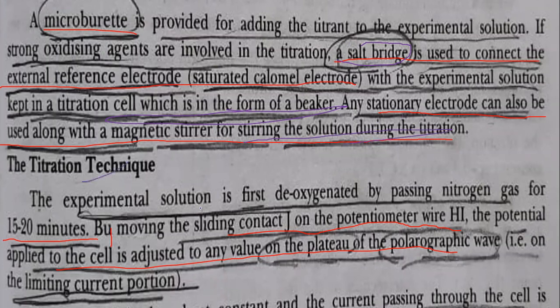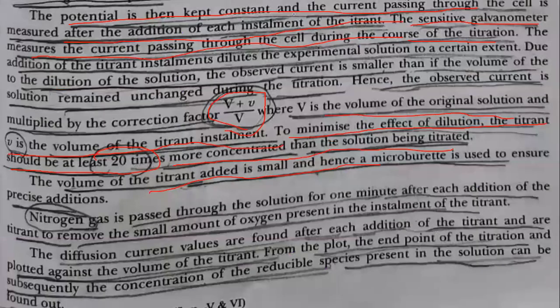Okay, the titration technique. The experimental solution is first deoxygenated with the help of nitrogen, which we are going to flush for 15 to 20 minutes or about 30 minutes, and the flow rate is 200 cm cube per minute. By moving the sliding contact, that is the jockey J, on the potentiometer wire, we can maintain the applied potential. Now the potential is then kept constant, and the current passing through the cell is measured after each addition of titrant.